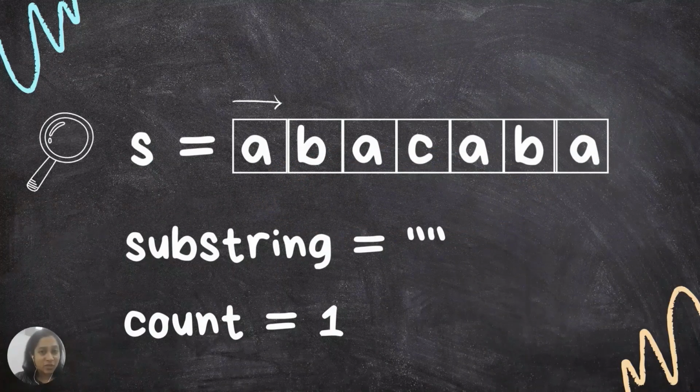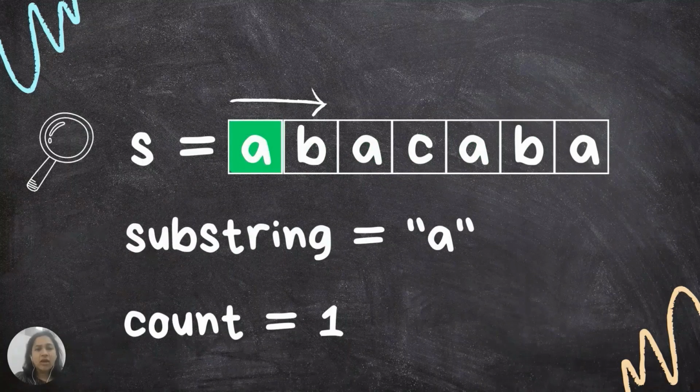I have taken a variable substring which will store the valid characters. Okay, so the first character is A. A is a unique character. We have added it in our substring. And also I have initialized count as 1, because there will be at least one substring from our given input string. Suppose our input string doesn't have any character repeated, so that string will itself become a substring. Fine. So we have initialized count as 1. So for every input string, there will be at least one substring.